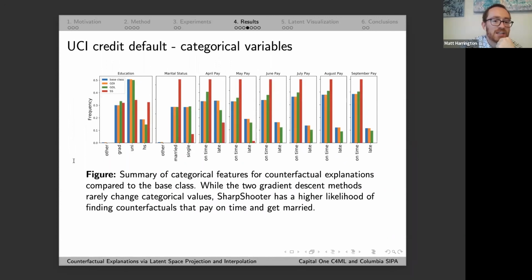And then for the categorical variables, again, there isn't much change in the other two methods, which is kind of interesting. Categorical variables are particularly difficult for gradient methods. It turns out you need quite a large gradient to jump the gap, basically, to force a change in input space for it to make that change in a classifier. But here you can see that SharpShooter prefers being married, and for all of the other periods, it makes you more on time. Go figure. And it does change you to high school. It seems to prefer high school over the other methods. It only requires that you have high school, but maybe that means that this is a less relevant variable.